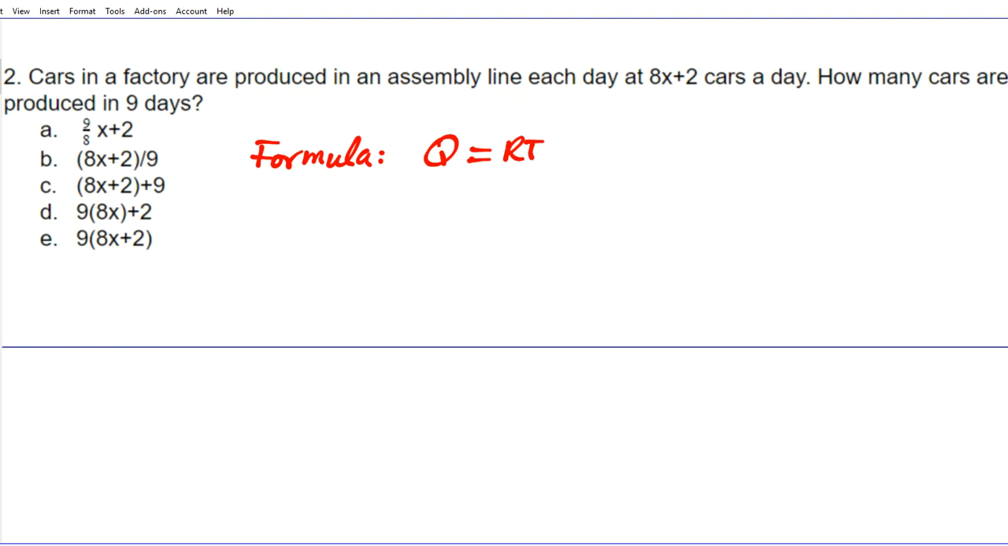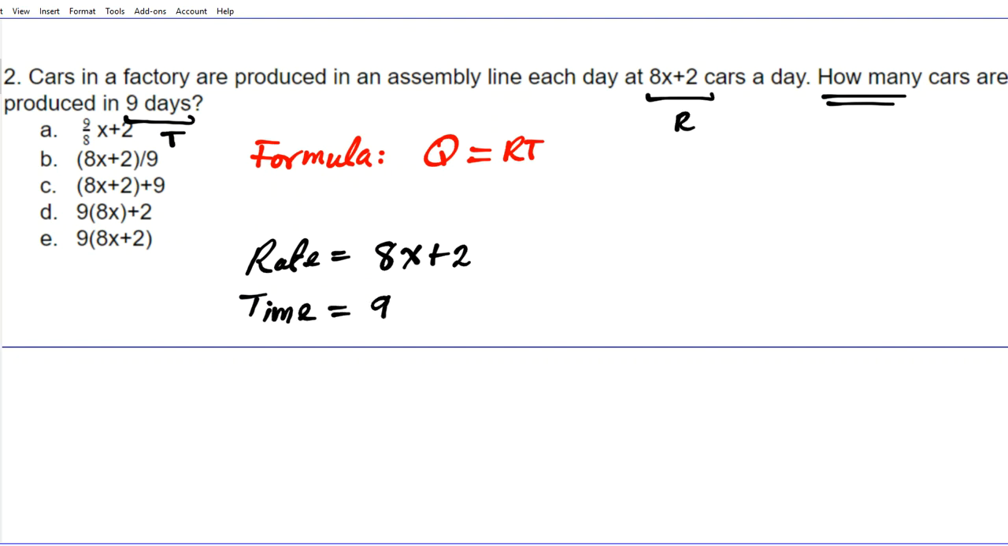Okay? In this particular situation, the quantity is how many cars are produced. And then the rate is how fast are the cars produced. It's given by the expression 8x plus 2 cars per day. The time is how long are you producing for? 9 days. And then the quantity is how many. That's what we're looking for.